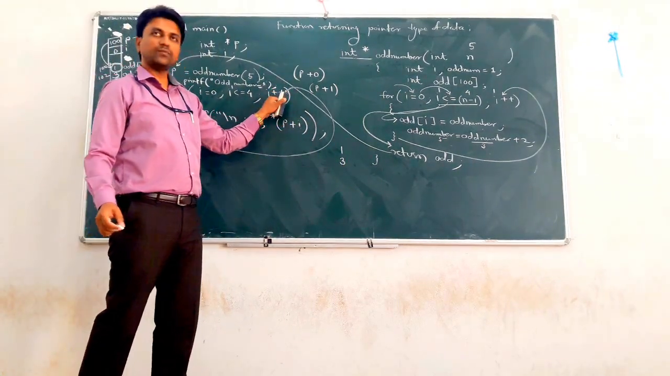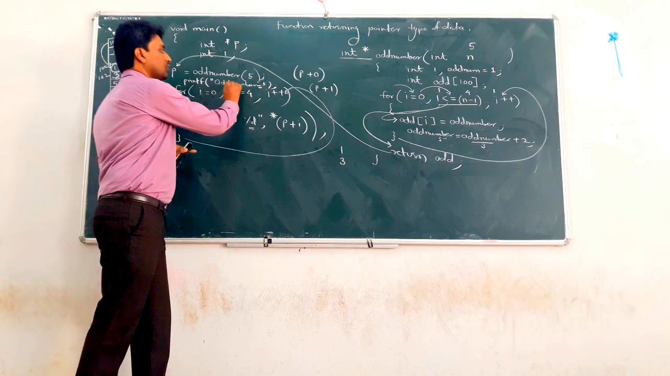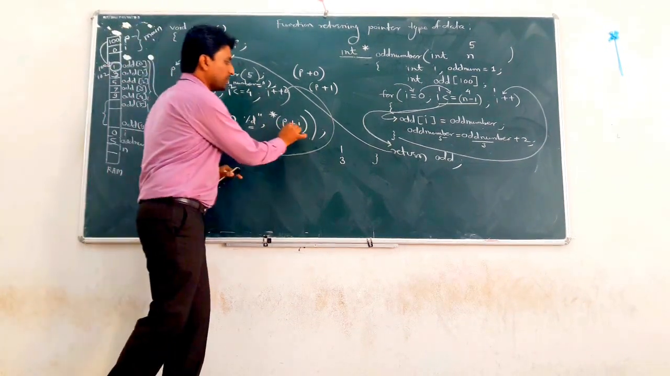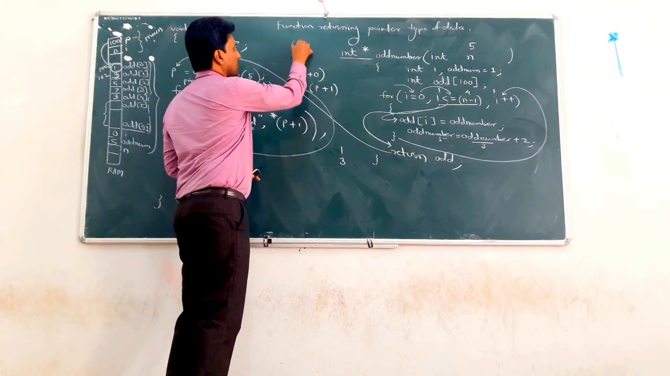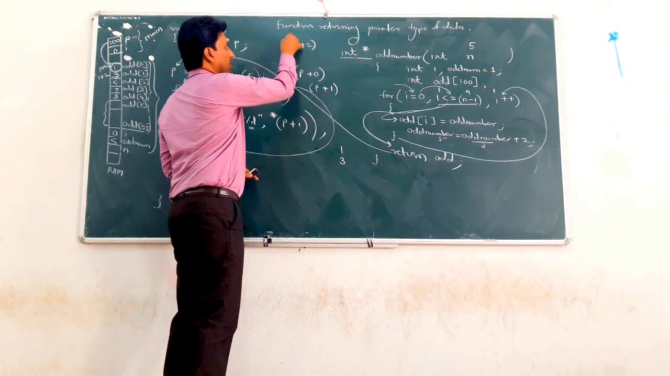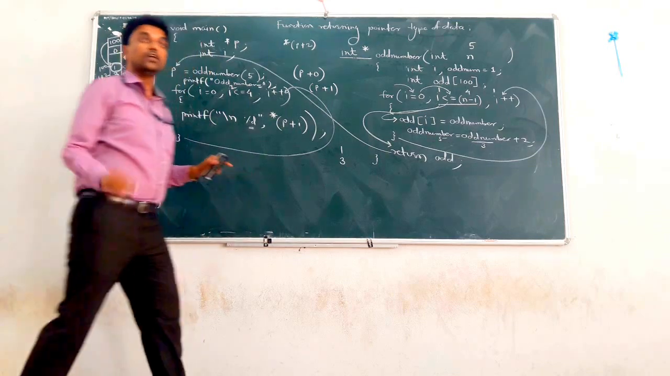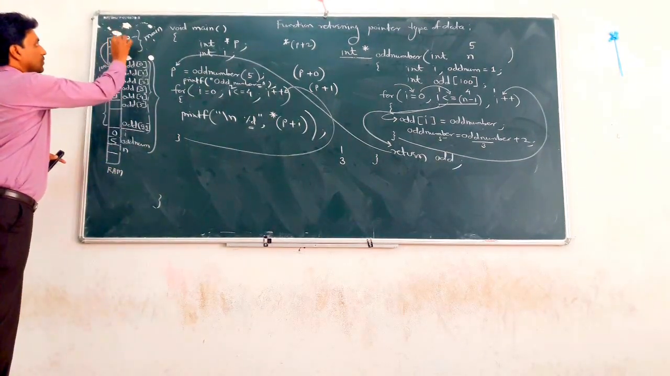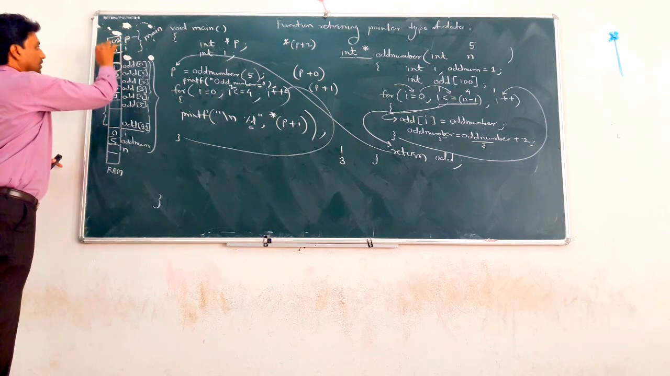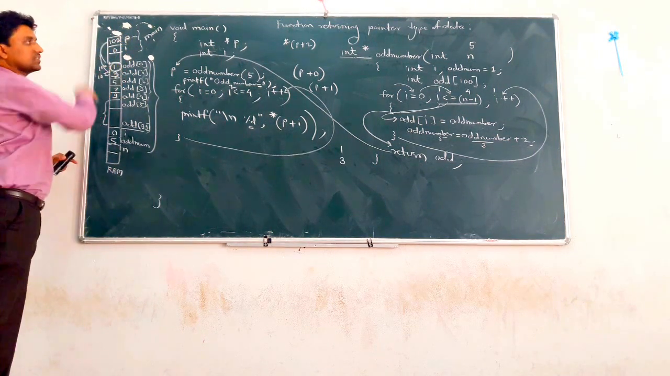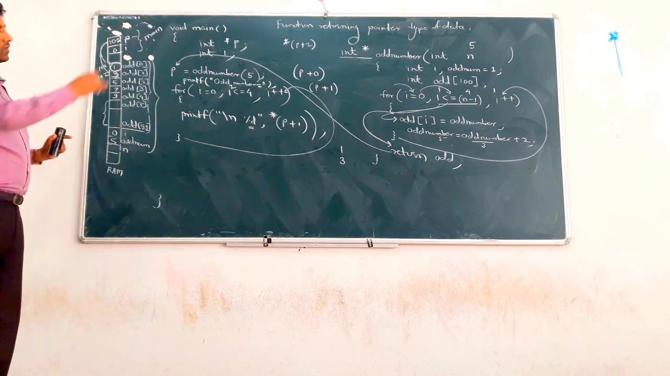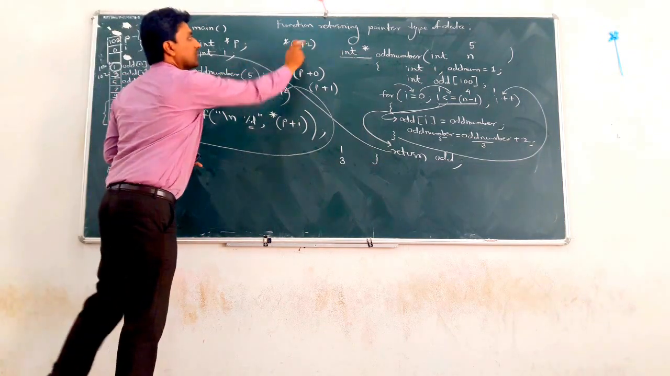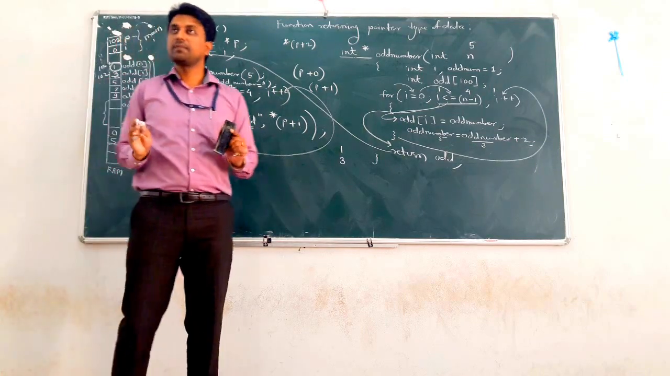At the same time, i plus plus. i now becomes 2. 2 is less than or equal to 4. Condition true. Next line, p plus 2. The pointer, and the value at that location. p plus 2 address means p is now 102 plus 1. Or what? p plus 1. Now what happens here?